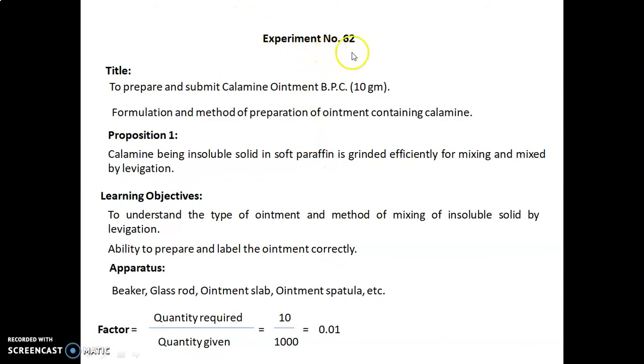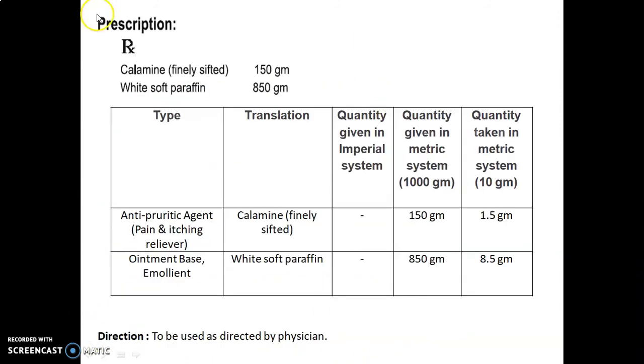Experiment number 62. The title of this experiment is to prepare and submit calamine ointment VPC 10 gram. Formulation and method of preparation of ointment containing calamine. Proposition: calamine, being an insoluble solid, in soft paraffin is ground efficiently for mixing and mixed by levigation. Learning objectives are to understand the type of ointment and the method of mixing of insoluble solid by levigation, and the ability to prepare and label the ointment correctly. Apparatus required are beaker, glass rod, ointment slab, ointment spatula, etc. Factor calculated as quantity required upon quantity given is equal to 10 upon 1000, that is 0.01.